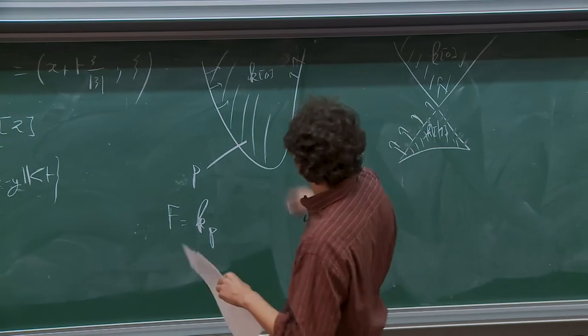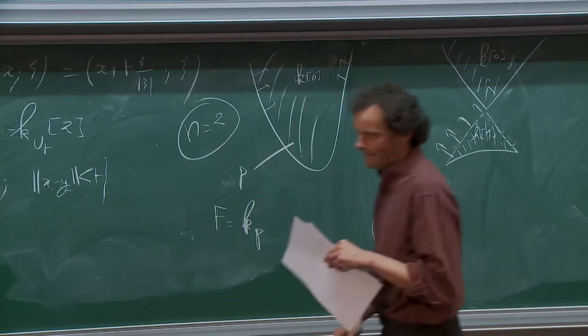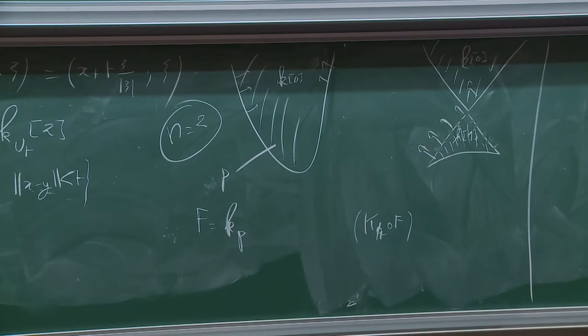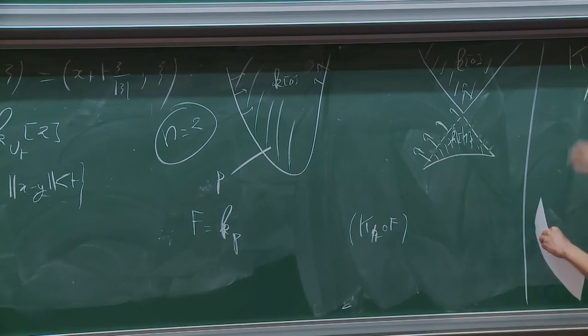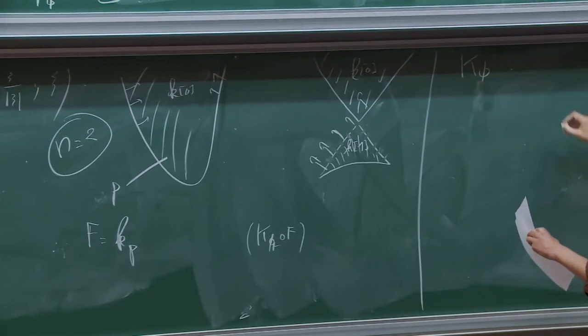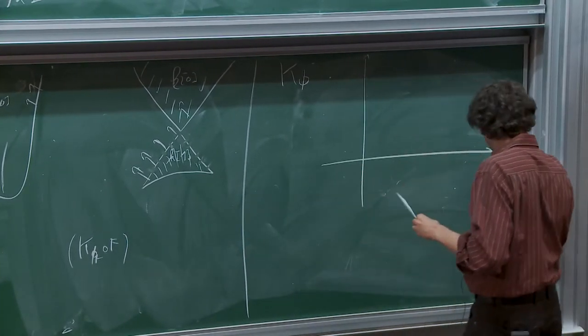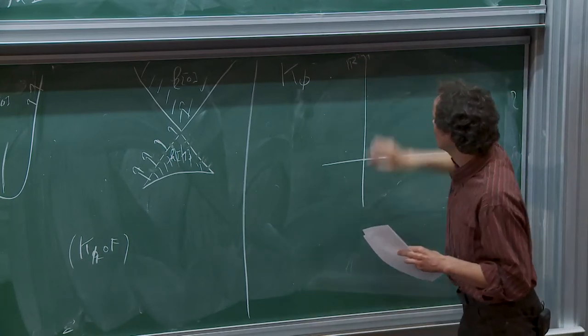So here n is 2. So in general, our sheaf K_phi is as follows. So assume we have the time here horizontally. In particular, we have R^n.